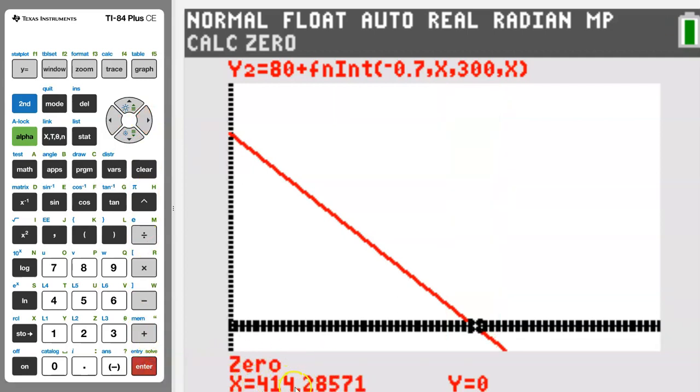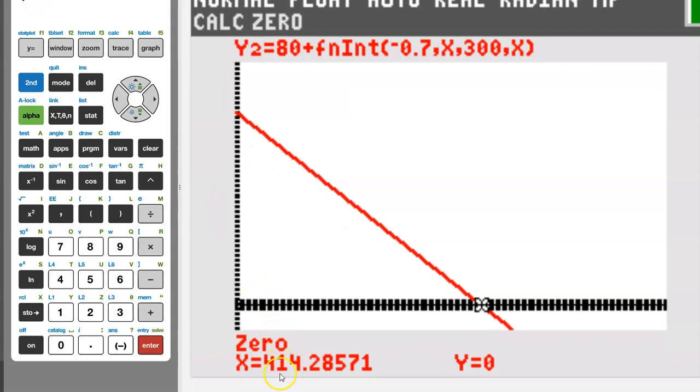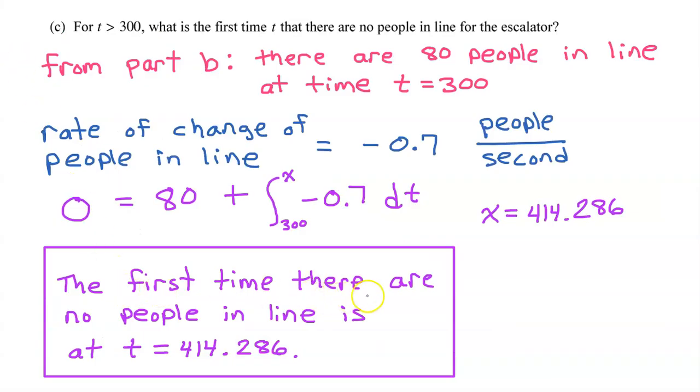So this is the answer, 414.286 seconds. On the AP exam, they will accept 414.286 if you want to round, because the next number is a 7, or they will accept 414.285 if you just want to truncate and cut it off. The first time there are no people in line is at t equals 414.286.